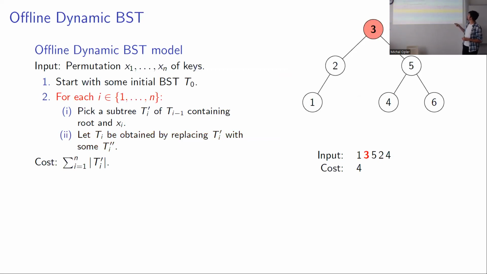Now I have to access 3. It's in the root. I don't select any larger tree, so I just replace it with the same single-point binary search tree.